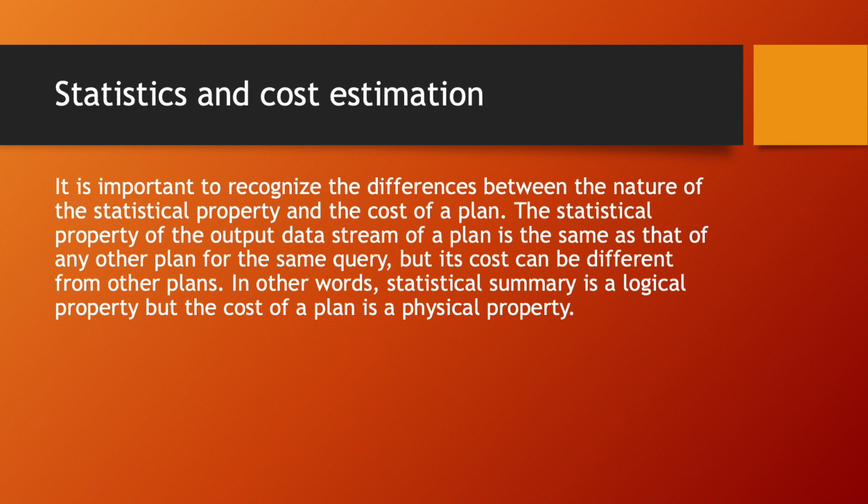It is important to recognize the differences between the nature of the statistical property and the cost of a plan. The statistical property of the output data stream of a plan is the same as that of any other plan for the same query, but its cost can be different from the other plans. In other words, statistical summary is a logical property, but the cost of a plan is a physical property.